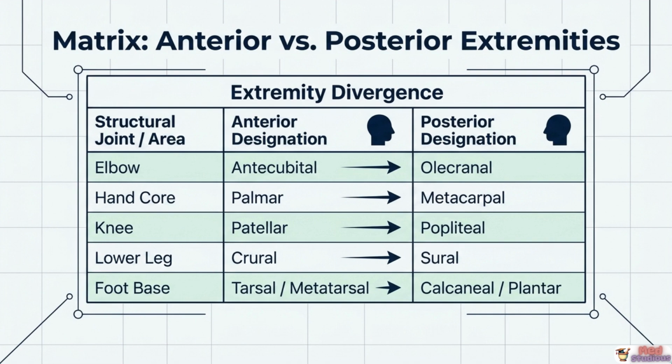At the foot base, the anterior dorsal surface is tarsal and metatarsal. The posterior plantar surface is calcaneal and plantar. The pattern is consistent and logical. Anterior surfaces face forward. They are the surfaces involved in flexion, gripping, and forward-facing interactions. Posterior surfaces face backward. They are the surfaces involved in extension, support, and backward-facing functions. Memorizing this divergence matrix allows you to immediately decode any anatomical term you encounter in clinical documentation or radiology reports.